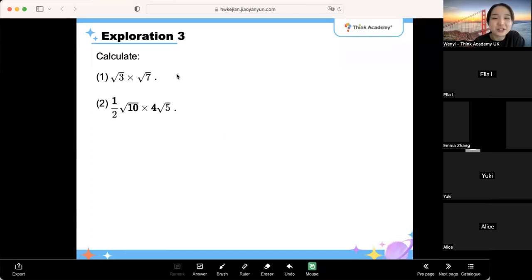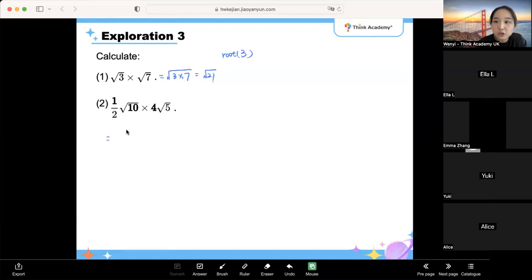Then for these two questions, it's also easy. Can you write the answer for the first question for me? Can you type the root sign? If you can't, you can just write root and put these numbers here. Yes, many correct answers. So the final answer is just a bigger root sign with 3 times 7 inside. We get root 21.